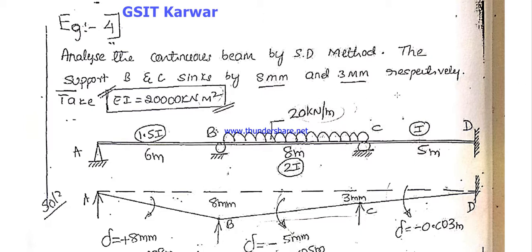This is the problem given here. The problem is: analyze the continuous beam by slope deflection method. The supports B and C sink by 8 mm and 3 mm. That means support B sinks 8 mm and support C sinks 3 mm respectively. Take EI equal to 20,000 kilonewton meter square. In this problem, the full EI value is given here. You can directly substitute this value in place of EI. Okay.